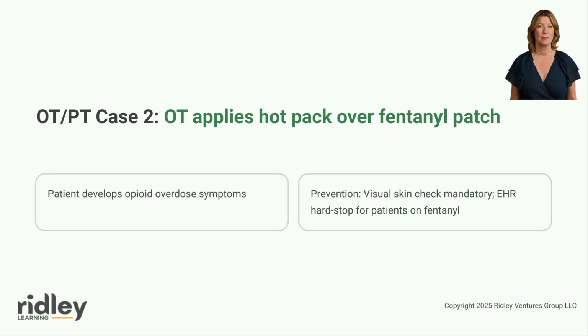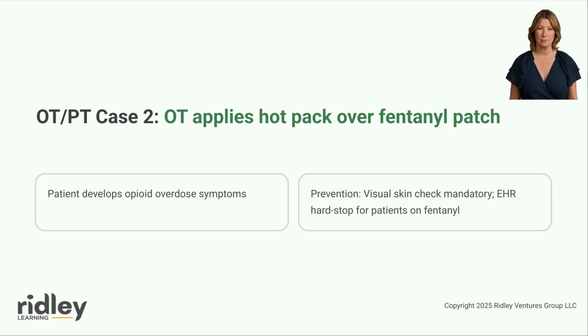The OT, running behind schedule, begins the session with a moist hot pack to the general shoulder and upper trapezius area. To save time, the OT places the hot pack over the patient's t-shirt, with the edge of the pack directly on top of the fentanyl patch.